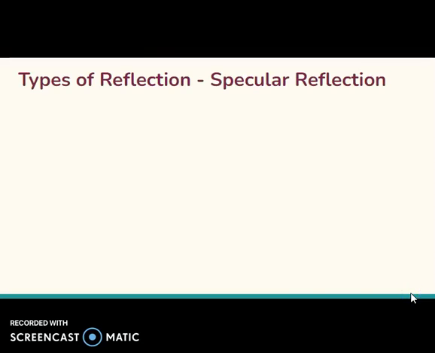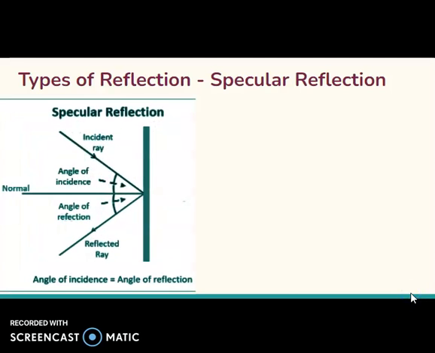Let's discuss the two types of reflection that are formed when light reflects off any object. The first one is specular reflection. Specular reflection is a type of surface reflectance often described as a mirror-like reflection of light from the surface. In specular reflection, the incident light is reflected into a single outgoing direction. The name specular is derived from the Latin word speculum, meaning mirror.